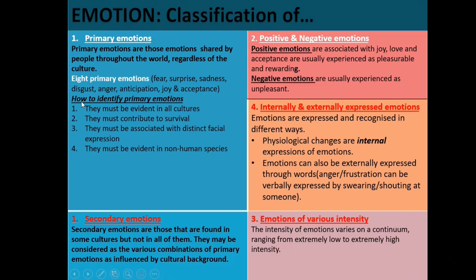Then, how to identify primary emotions? The question is, how to identify primary emotions? They say they must be evident in all cultures, meaning the issue of fear, the issue of anger must be interpreted the same in various cultures. Anger is anger in all cultures, not in some cultures, but in all cultures. Fear is fear.